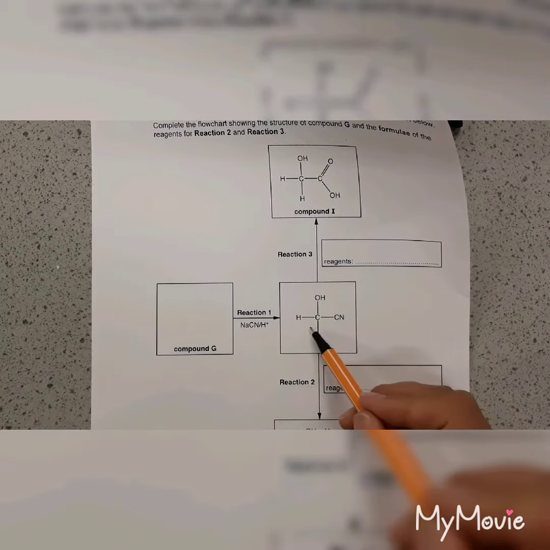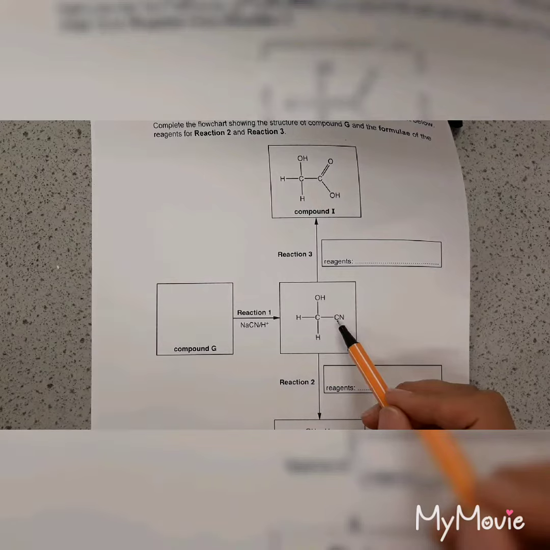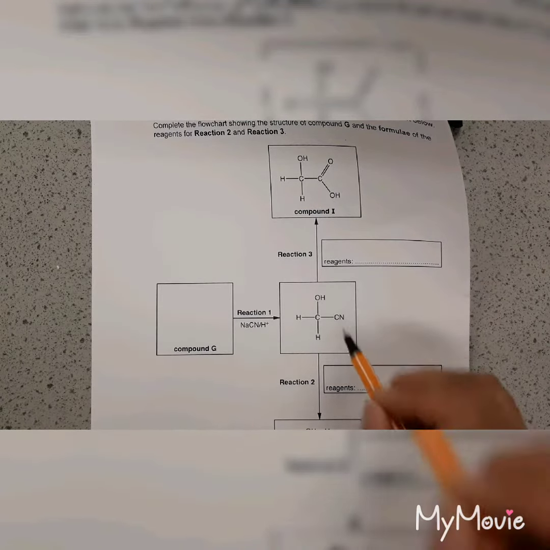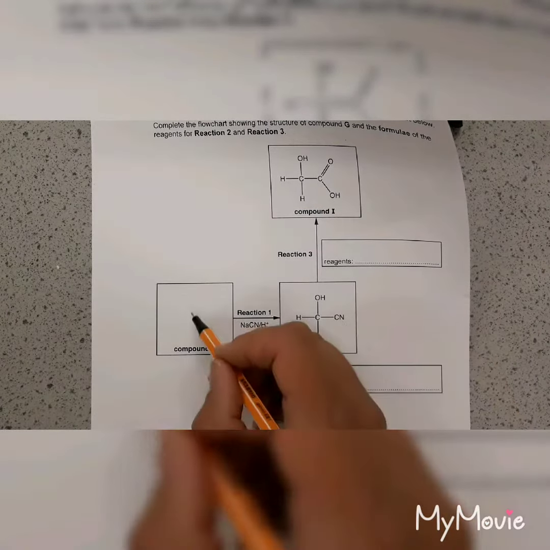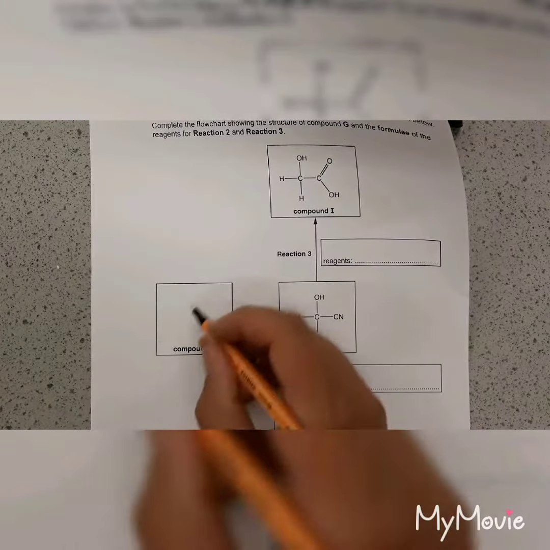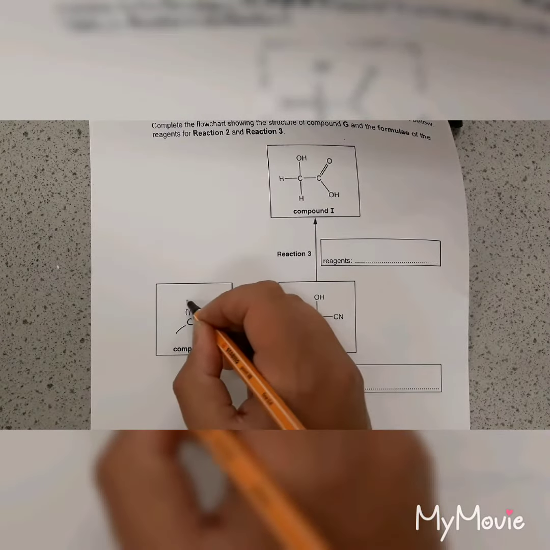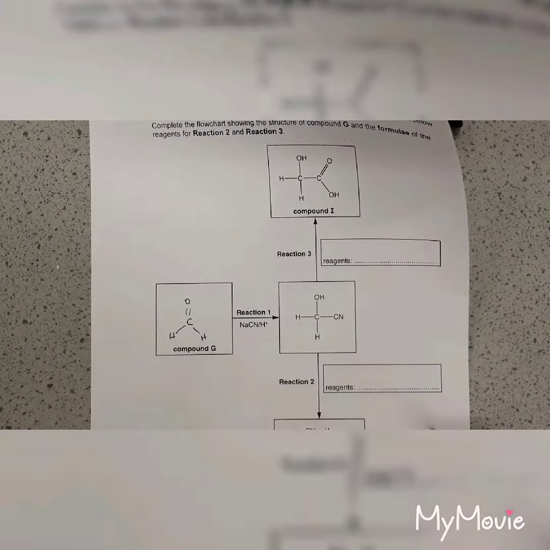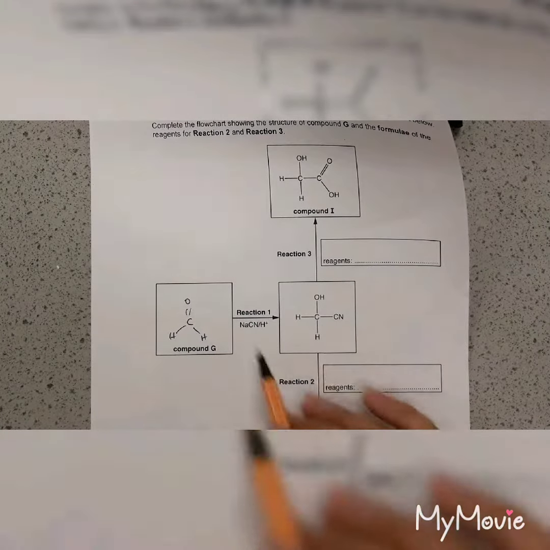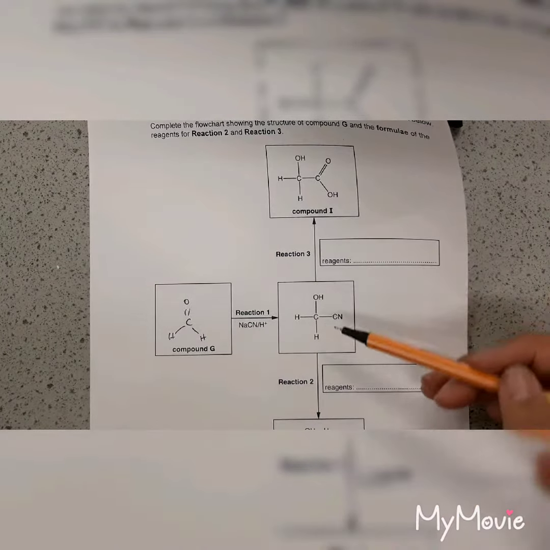And remember, reacting to form a nitrile increases the carbon chain by one carbon. So we've got to have this molecule here having one carbon. So this is going to be methanal. Okay, so methanal produces the hydroxynitrile here.